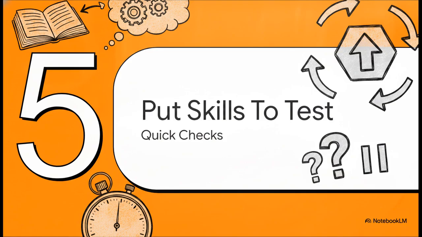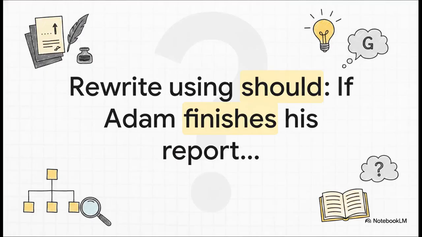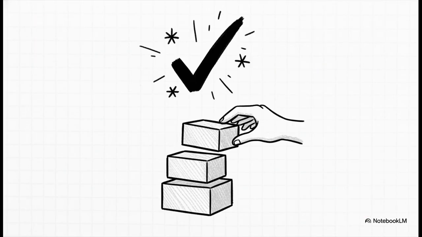Put your skills to test with some quick checks. Okay, we've talked theory, we've looked at structure, we've got the formulas down. Now it's time to actually use this stuff. Here is your very first challenge. If Adam finishes his report, he'll need some more work to do. I want you to rewrite this sentence as a formal inversion using the word should. Seriously, pause the explainer right now, grab a pen, write down your answer, and, hint, hint, think really carefully about that main verb. Let's see how you did.